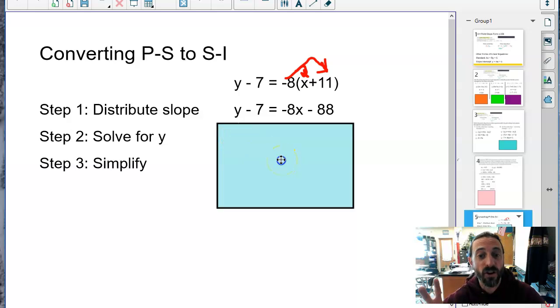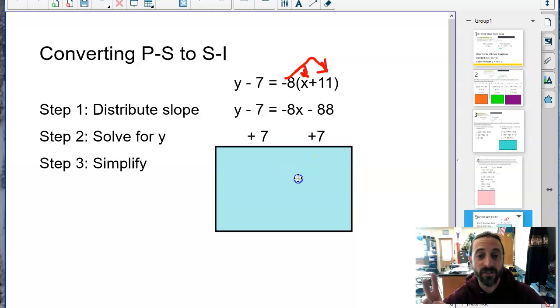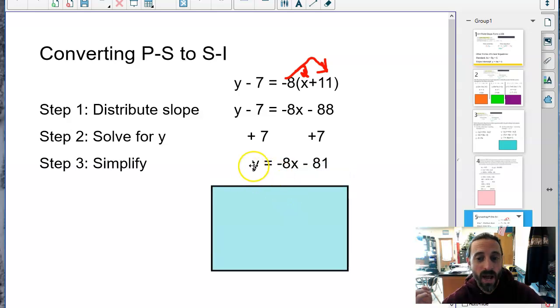Step 2, solve for y, which means get y by itself. So I need to add 7 to both sides. And step 3, simplify. Now I've got y equals negative 8x plus 80 or minus 81. Now if I could just straight up graph that if I wanted to, but I need you to know how to do that.